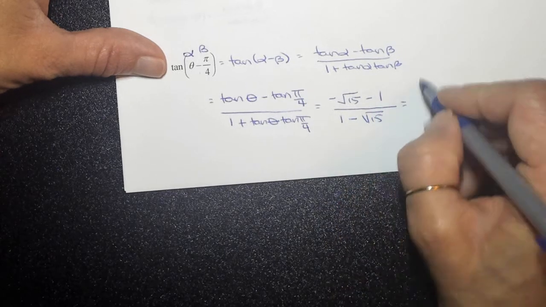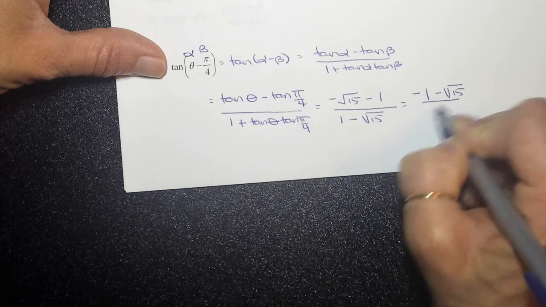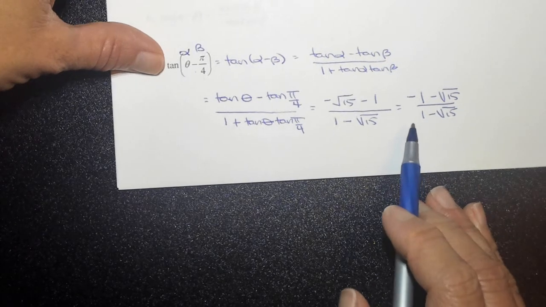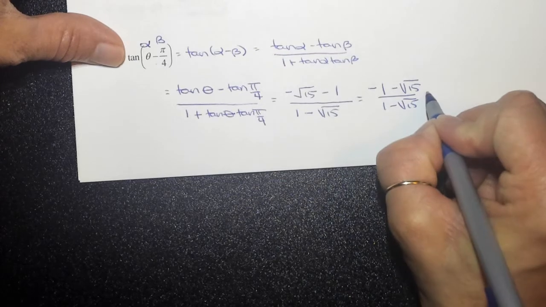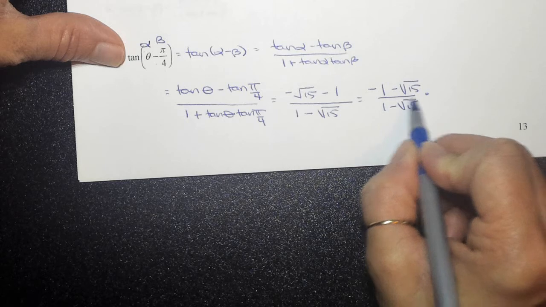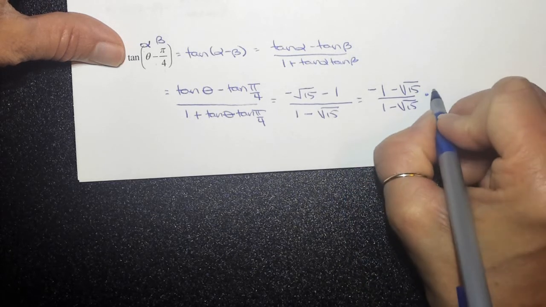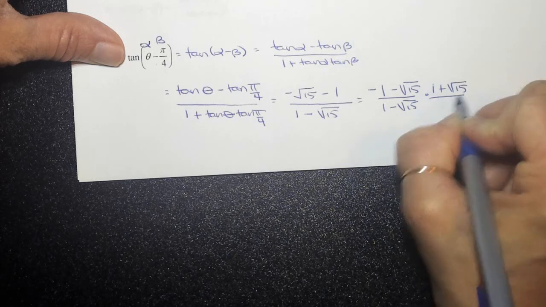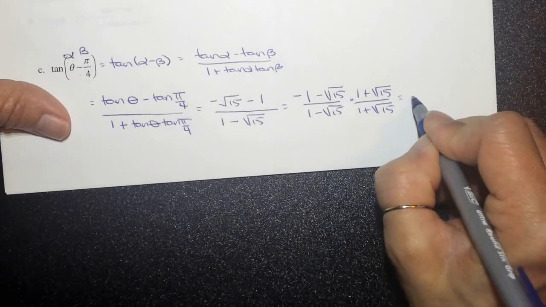So I'm just rewriting. So this is negative 1 minus the square root of 15 over 1 minus the square root of 15. Because we're not allowed to have radicals in the denominator, we need to multiply by the conjugate of the denominator. And remember, the conjugate is the same quantity, but this becomes a plus, so it creates a difference of squares. So this is 1 plus the square root of 15 over 1 plus the square root of 15.